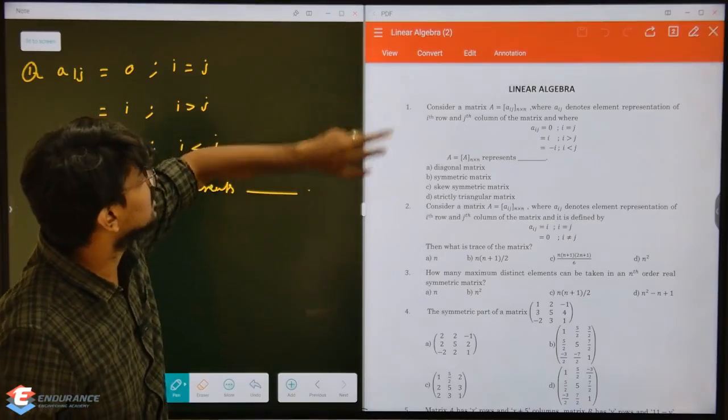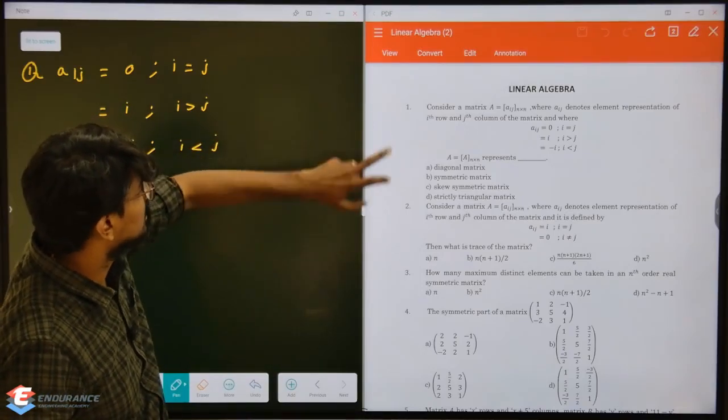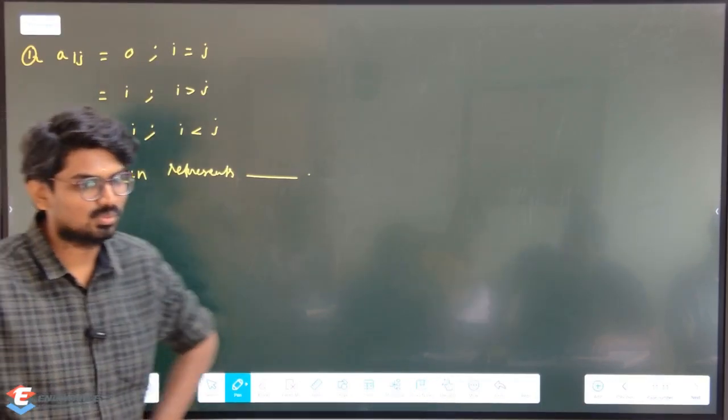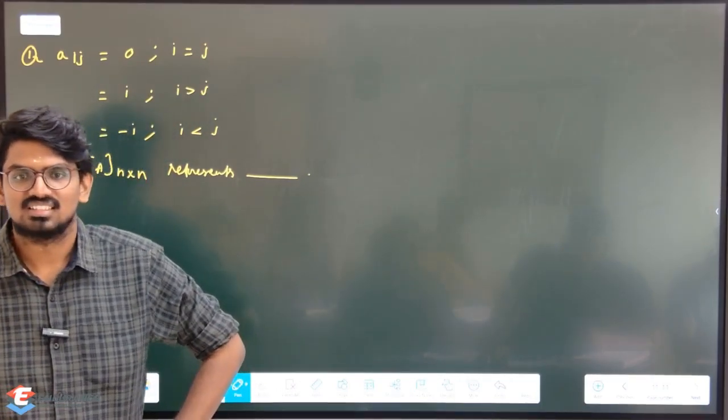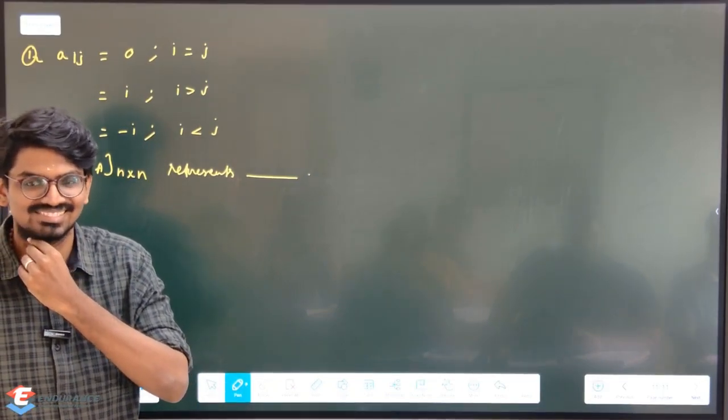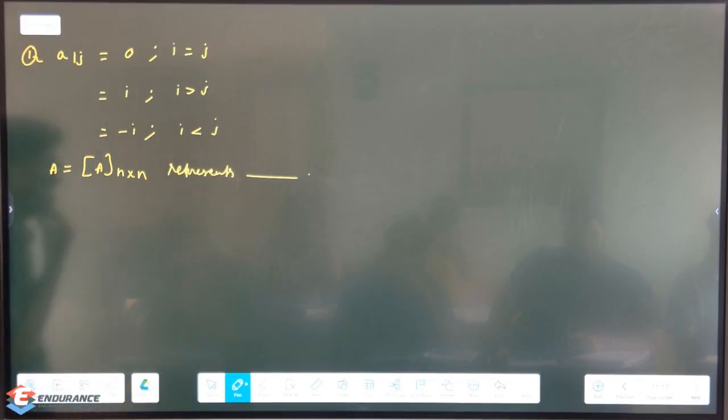Okay, any other answers? Seen as skew symmetric matrix. It is an MCQ, only one answer should be correct. D, strictly triangle. Strictly triangle is correct, but the preferred answer is C. Okay, so we'll check it.